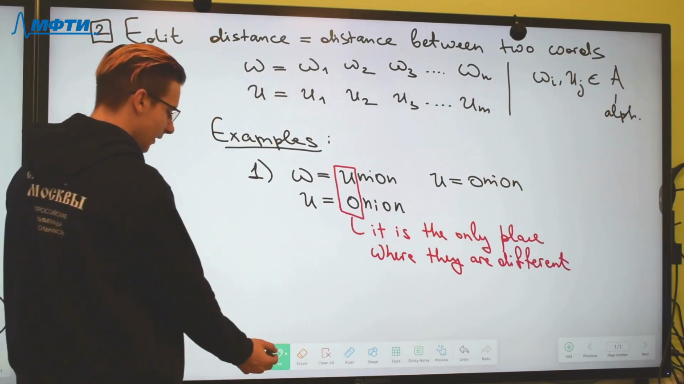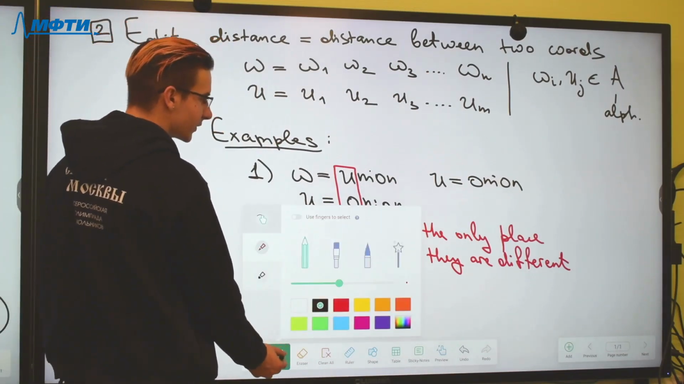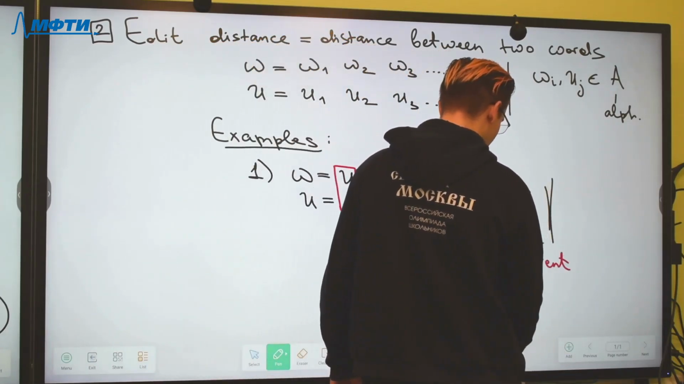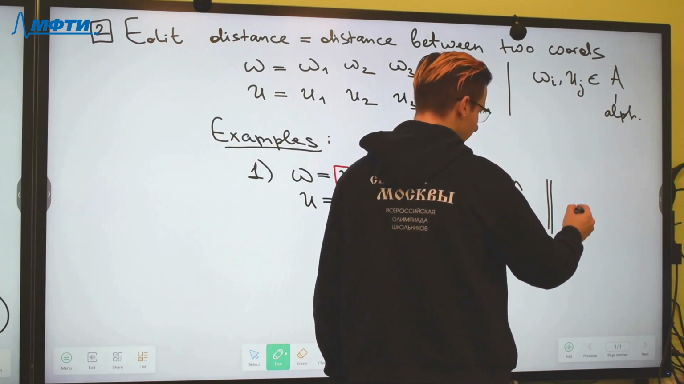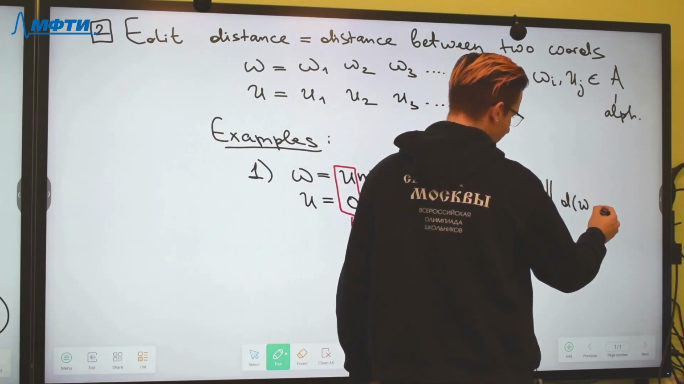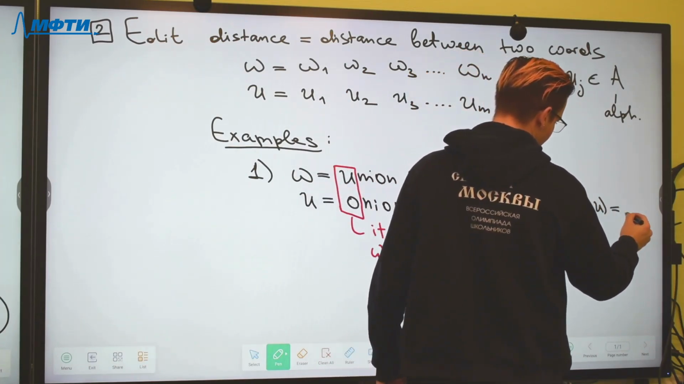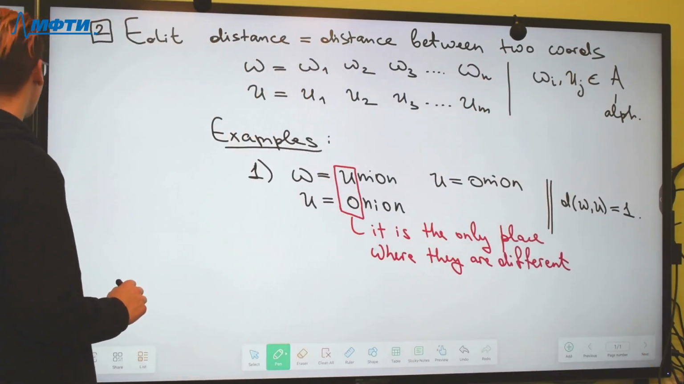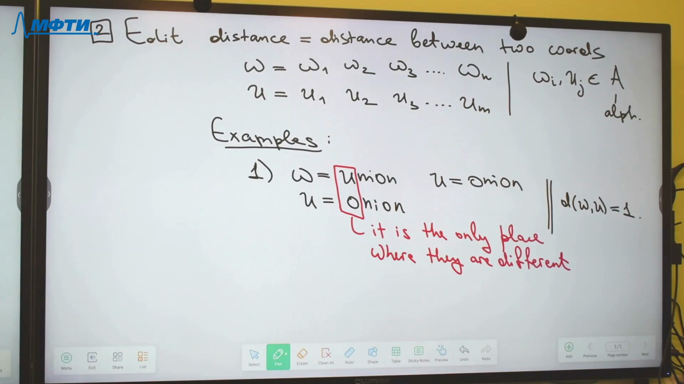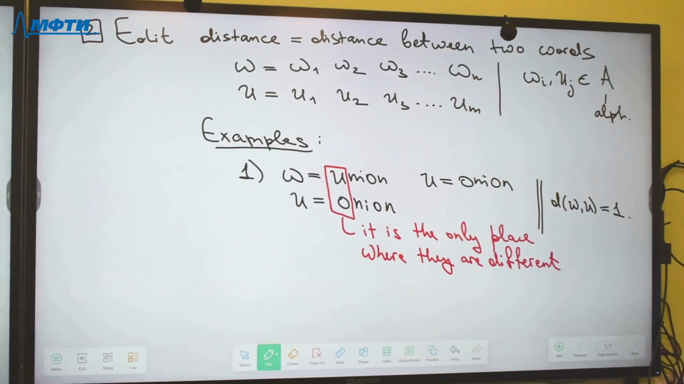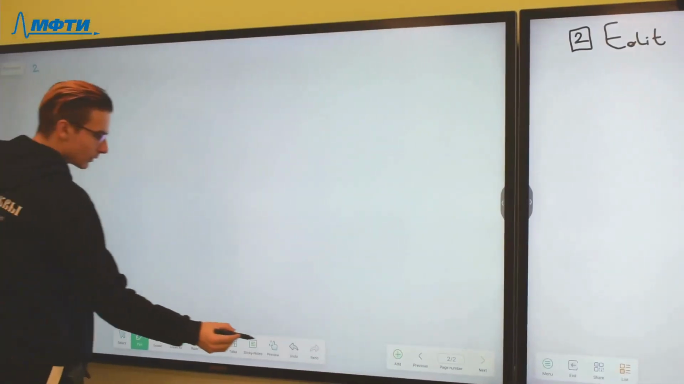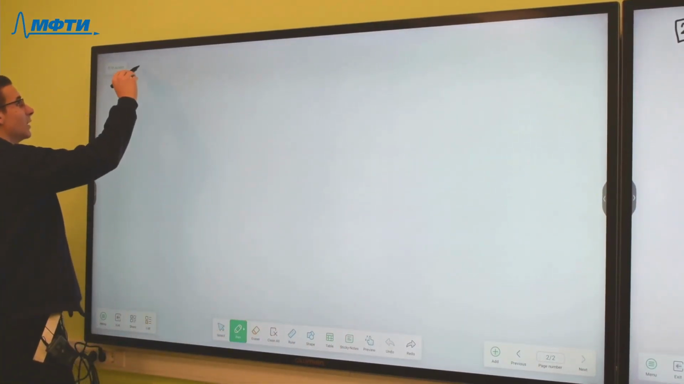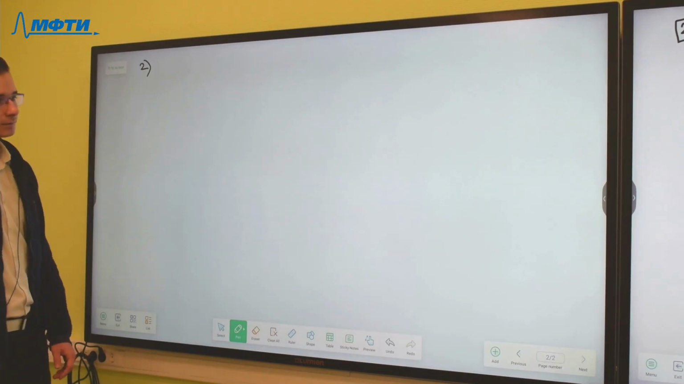And so I say that the distance between these two words is equal to 1. But it is only one example, and it's interesting how to find distances between other words.